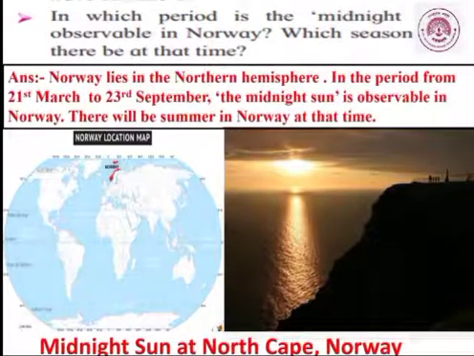Now, in which period is the midnight sun observable in Norway? Which season will there be at that time? Norway lies in the northern hemisphere. You can see in the picture, the first picture. The topmost part is Norway. In the period from 21st March to 23rd September, the midnight sun is observable in Norway. There will be summer in Norway at that time.